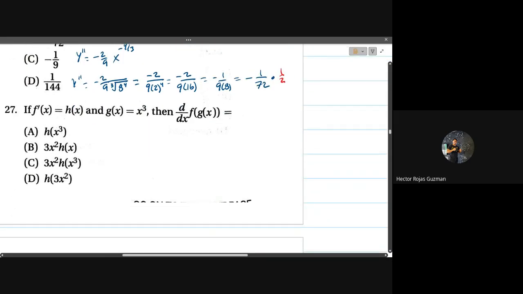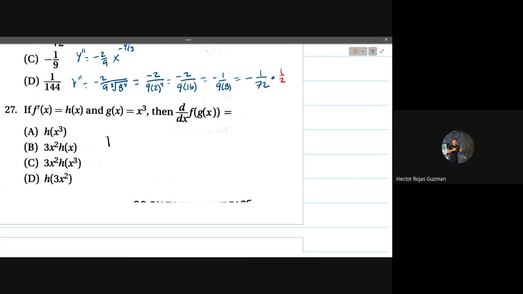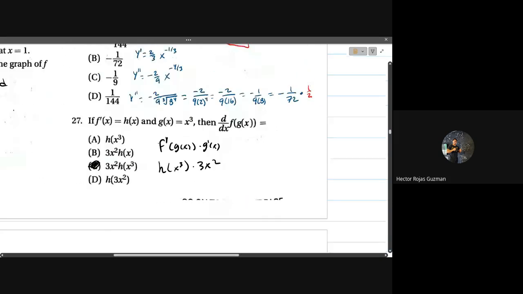So we have a derivative, we have g, find this derivative. Okay, chain rule. F prime of g times g prime of x. And we already know that f prime is h. So h. Oh, and g of x is x cubed. G prime would be 3x squared. So the answer looks like it's C. 3 more to go.